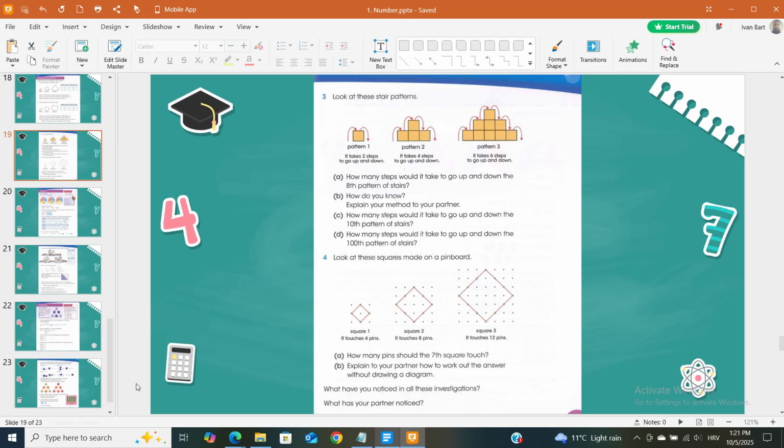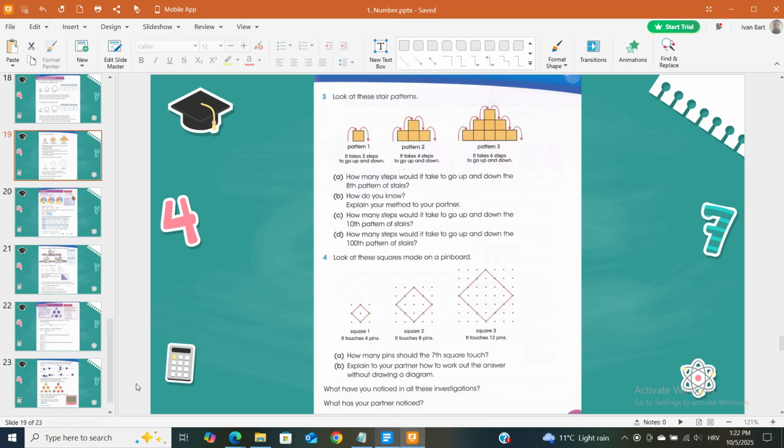4. Look at these squares made on a pinboard. Square 1 touches 4 pins. Square 2 touches 8 pins. Square 3 touches 12 pins. (A) How many pins should the 7th square touch? (B) Explain to your partner how to work out the answer without drawing a diagram.